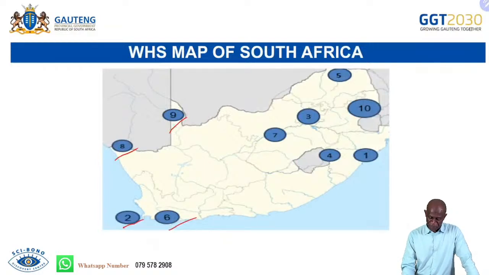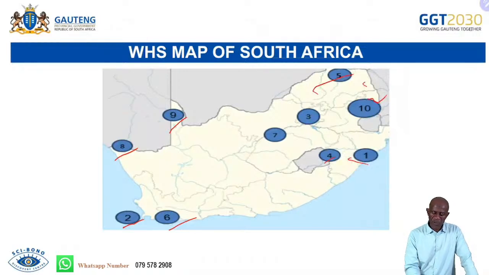And KwaZulu-Natal, you'll have also 2 World Heritage Sites that are indicated here. And the rest of the provinces have one each. Provinces such as Limpopo at number 5 will have one. Provinces such as Mpumalanga at number 10 will have one, and you'll have also one in Gauteng.